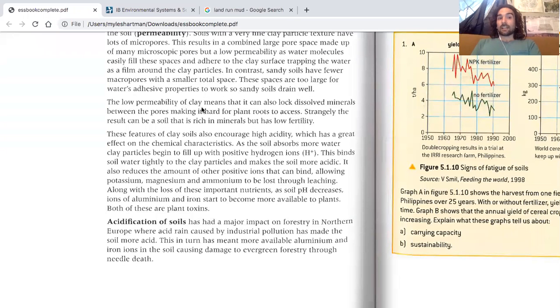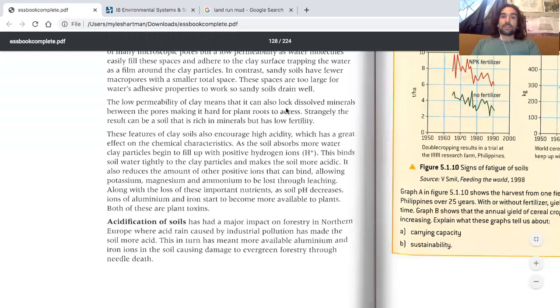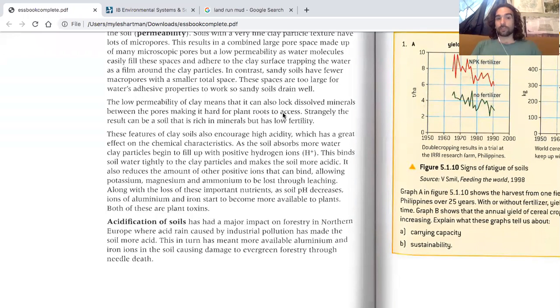So since that clay that we just looked at doesn't have a lot of permeability, this means it can really lock and dissolve minerals, making it hard for plant roots to access it, though. Those minerals are there. They're actually doing a really good job of building in the clay, but it can still have low fertility, meaning the plants really can't access the nutrients, so they're not really going to grow very well, even though those nutrients are there. So clay is not necessarily the best type of soil for growing plants, even though it is very rich in minerals.